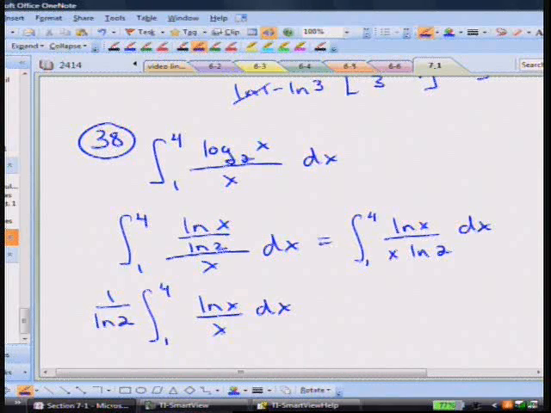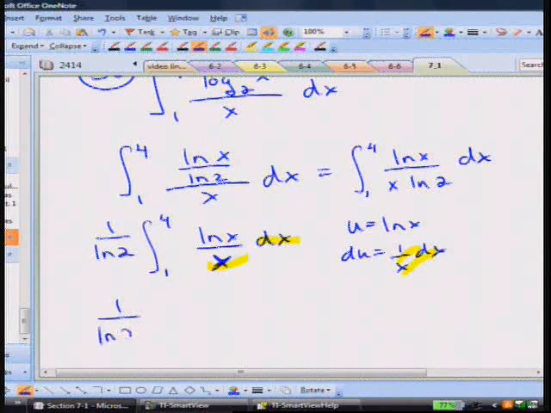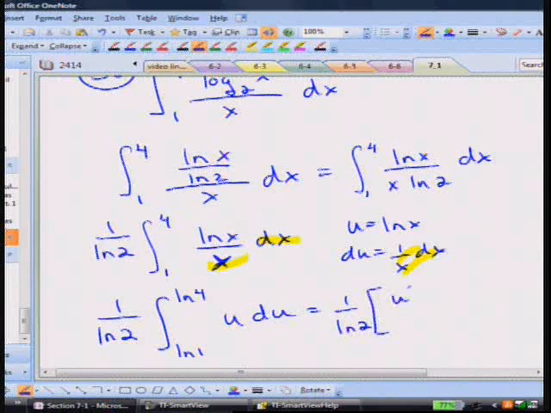Now, how do I integrate that? Let u equal ln x. Then du is 1 over x dx, which is exactly what you have. You can change your limits too. When x is 1, u is ln 1, and when x is 4, u is ln 4. So this is 1 over ln 2 times the integral of u du, where you add 1 to the exponent and put it over it. This is 1 over ln 2 times u squared over 2, evaluated from ln 1 to ln 4.